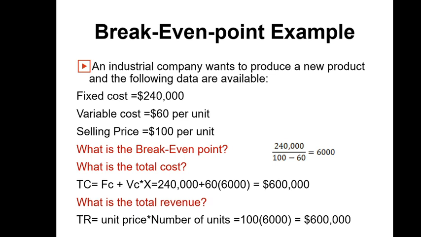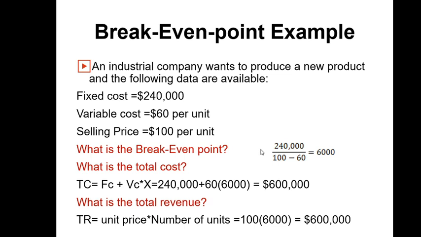An industrial company wants to produce a new product and the following data are available. You are given the fixed cost. Variable cost is 60,000 per unit. Selling price is 100,000 per unit. The first requirement: what is the break-even point in terms of units?